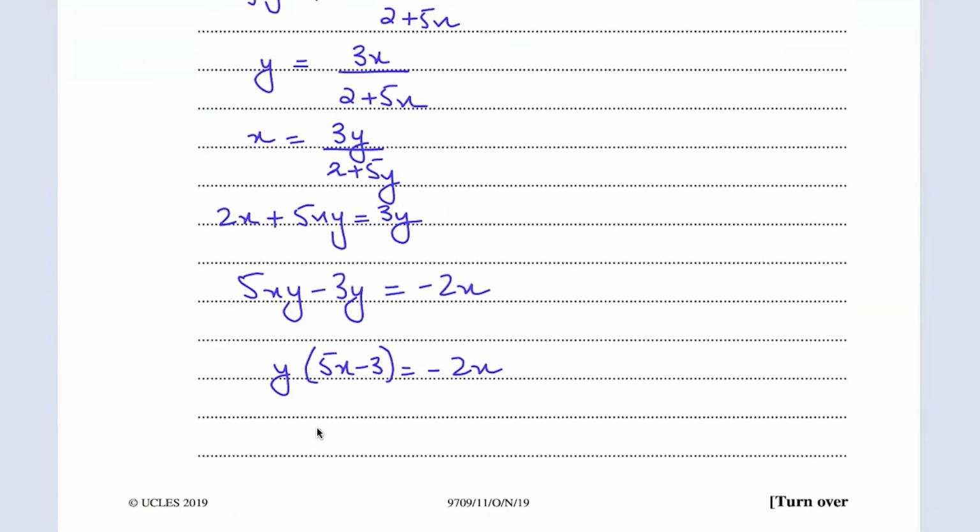Finally, our answer for fg inverse of x will be minus 2x upon 5x minus 3. This can also be rearranged and written as positive 2x upon 3 minus 5x.